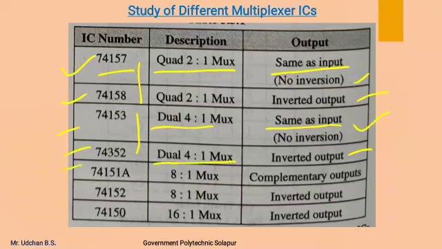Now next is the 74151A IC. It is an 8:1 multiplexer IC. We get complementary outputs for this. Again, another IC is 74152. It is also an 8:1 multiplexer IC. Here also we get inverted outputs. And the last one is 74150. It is a 16:1 multiplexer IC, and in this we get inverted output. It means a 0 input appears as a 1 and a 1 input appears as a 0 on the output line for the selected input line.